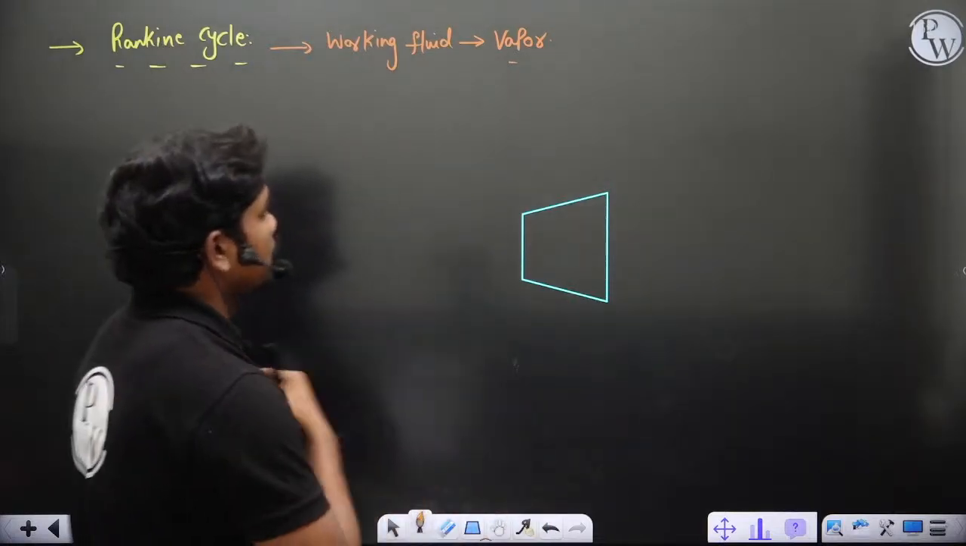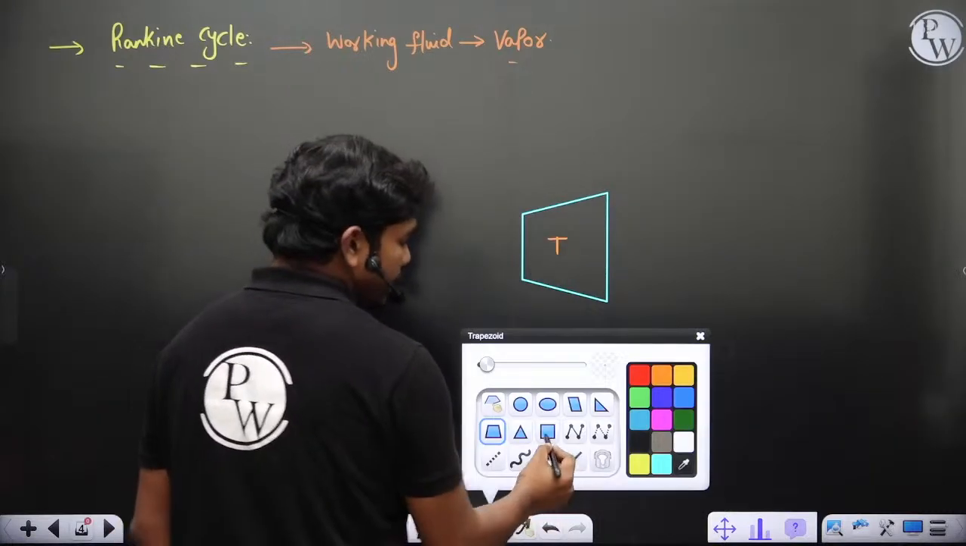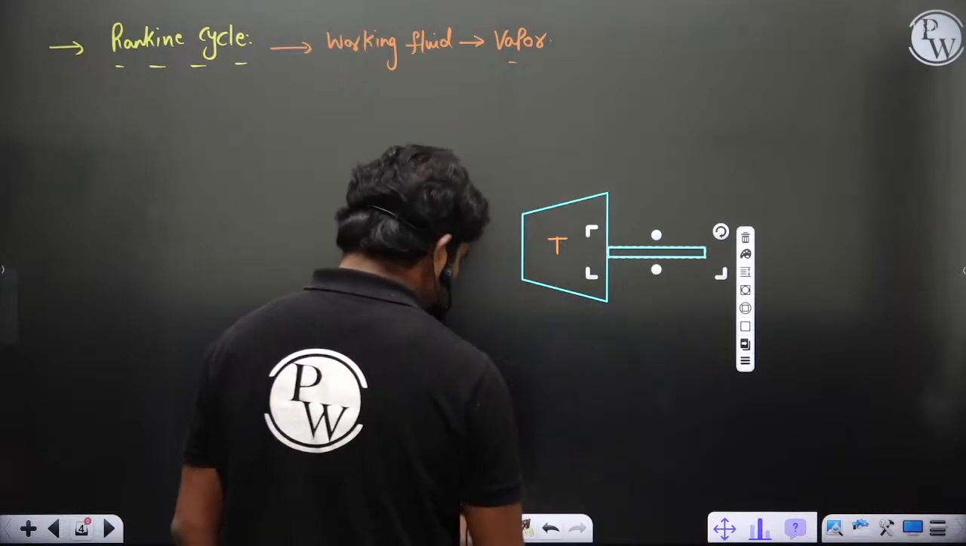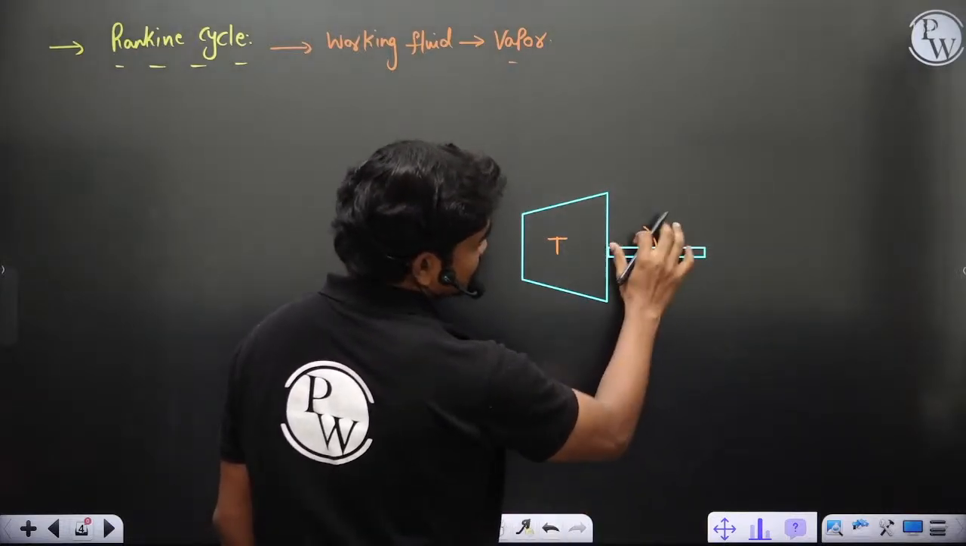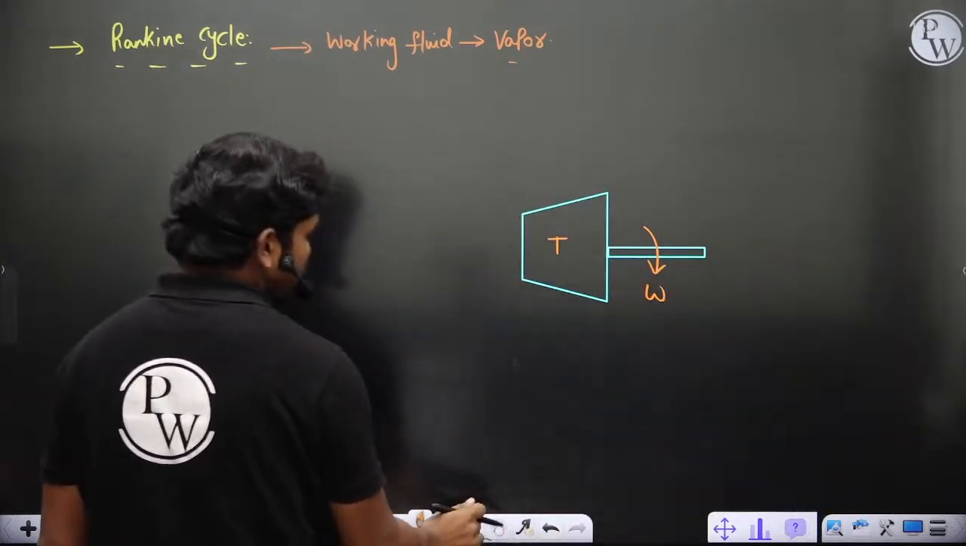Now let's see, you have a turbine here, T. The job of this turbine is to produce continuous rotation of the shaft, and in yesterday's class I showed you that this will be coupled to a generator shaft so that power gets generated.